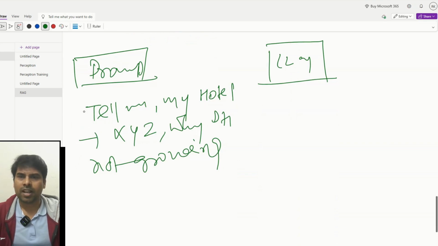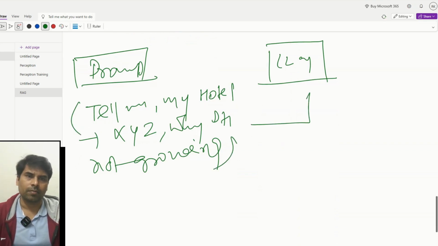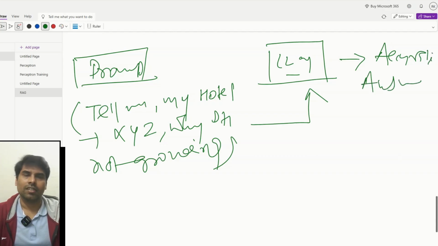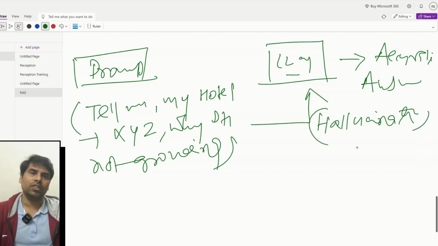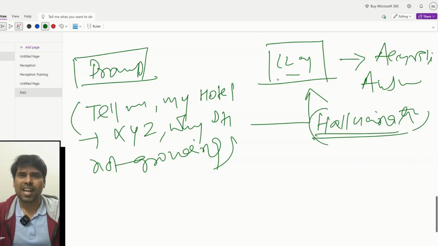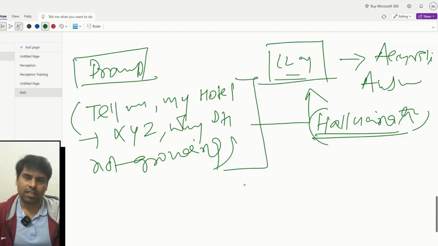Suppose I ask this question and it goes to the LLM. Now tell me, do you think this LLM can give me a proper or accurate answer? What do you think? Just think about it. Obviously, in this case, the LLM will not give you a proper answer. It will hallucinate. This is called hallucination. What is hallucination? It means this LLM has not seen my data. This is very private data, not public data.